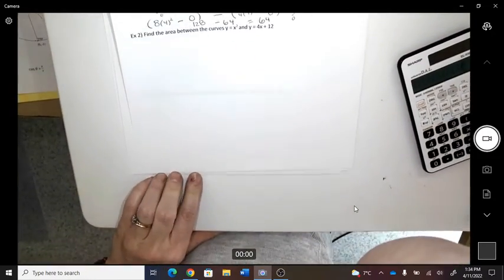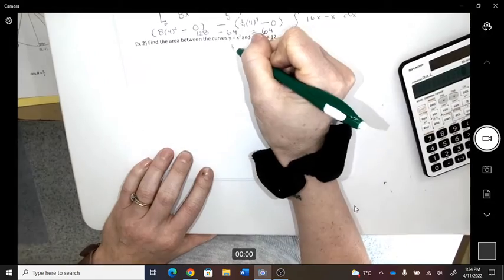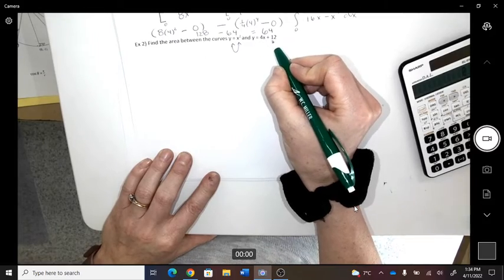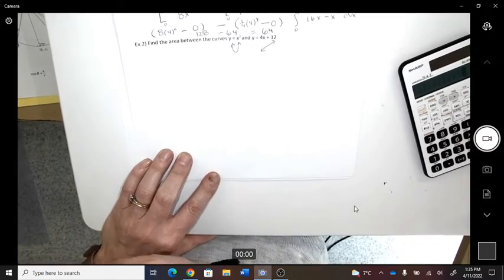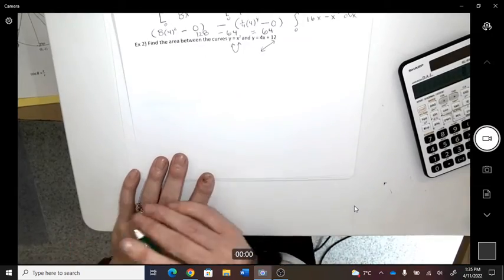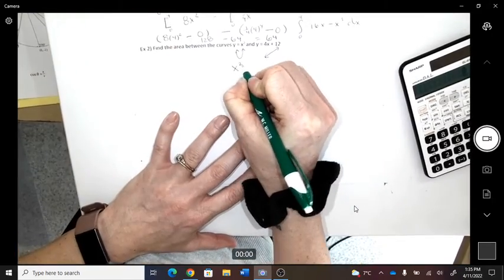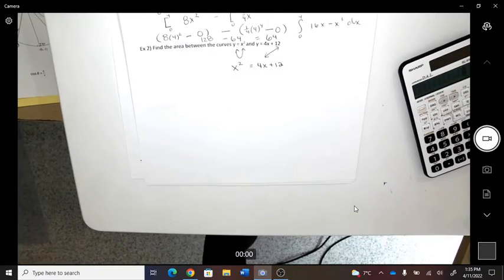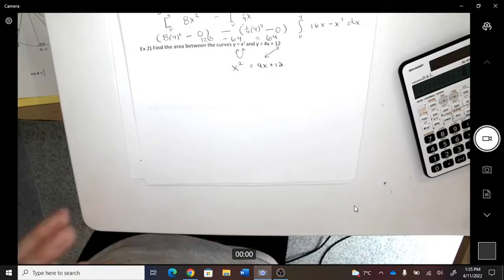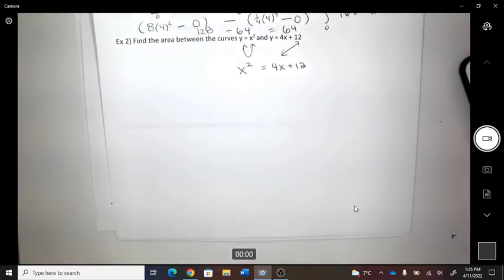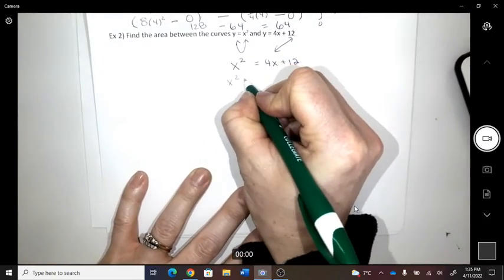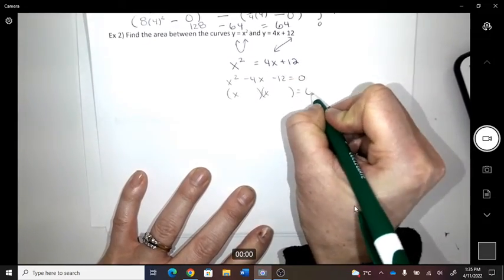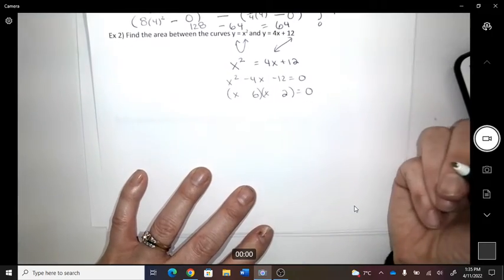Okay, find the area between the curve x squared, so have a general sense, and y equals 4x plus 12. So that's a line. So where does the x squared equal 4x plus 12? Where does it equal each other? Okay, so I'm going to 0 it and factor it. So 6 times 2.